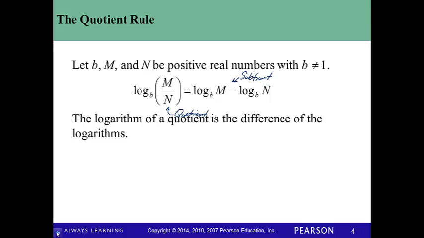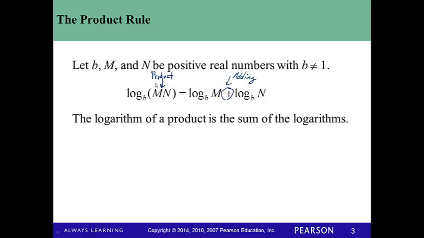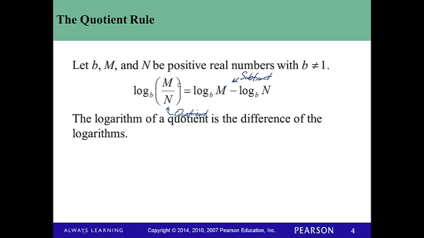Let me go back one. So if you have a product in your argument, you're going to end up with separate logs, and they're going to be adding in between them. And if you have a quotient inside your argument, they're each going to have their separate logs, but you're going to be subtracting.